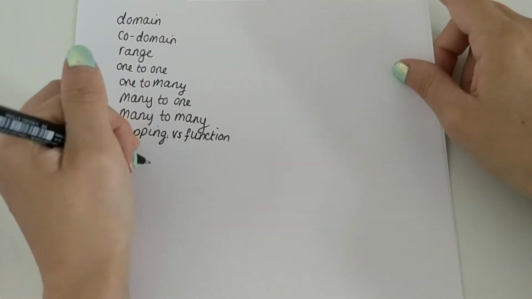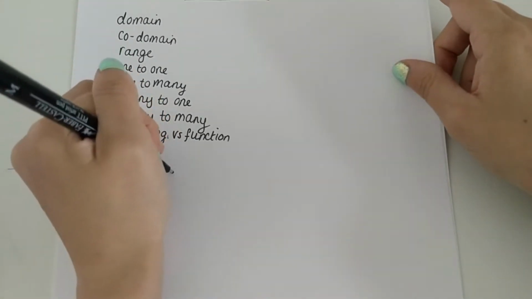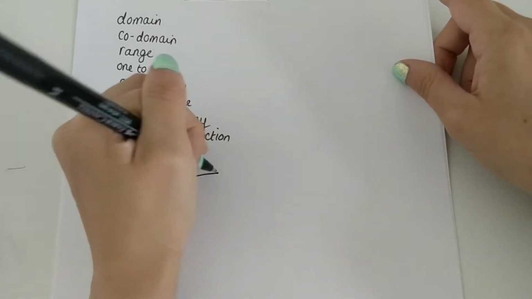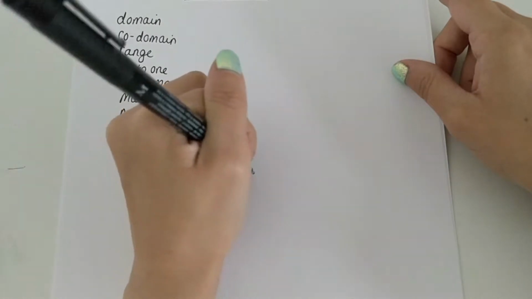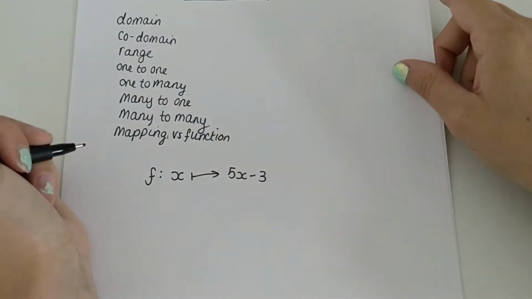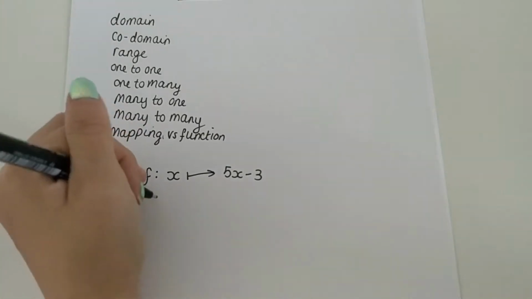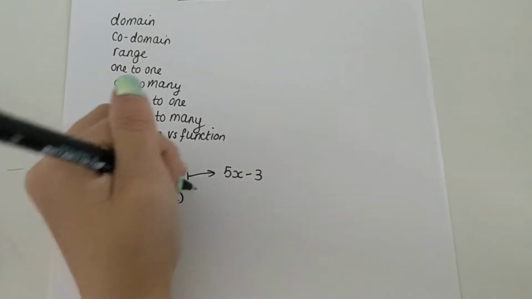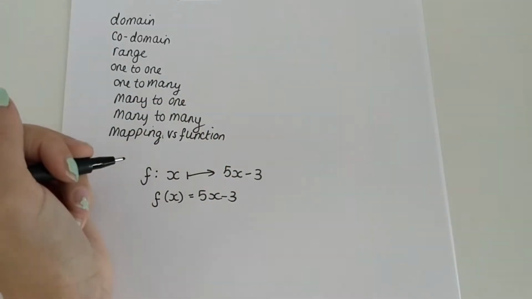So if I have a function which I'm going to call f traditionally, and it takes x and it maps x to 5x minus 3. Okay. So usually the way we would write this is f of x equals 5x minus 3. That's a function. Okay.